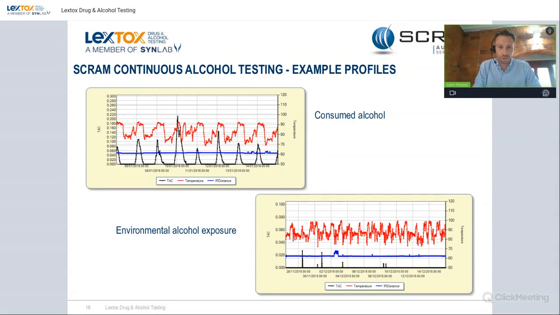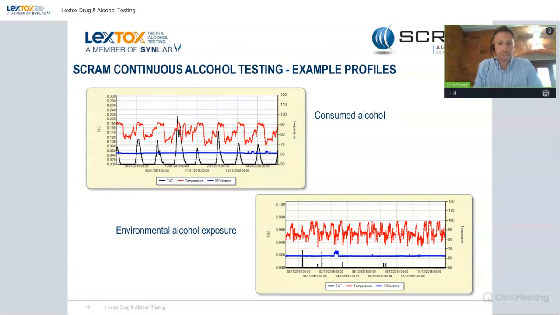Then if we look at the bottom graph, you can see that on the blue line, for example, there's a slight disturbance, so that could indicate that that's a tampering event. But if we look at the black line, which is indicative of the alcohol readings that we've taken, we can see that they're just very straight lines. So what this would indicate is environmental alcohol exposure.